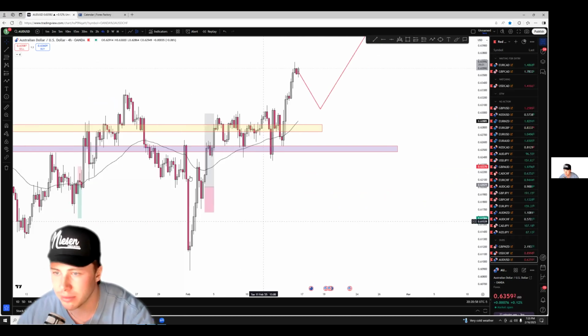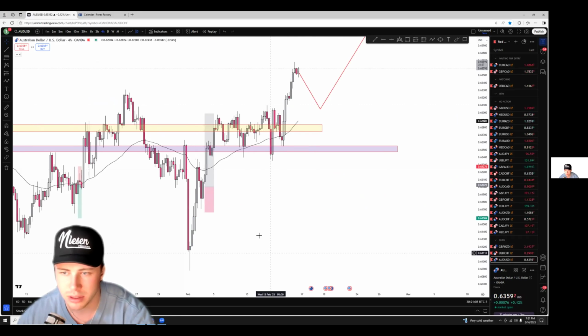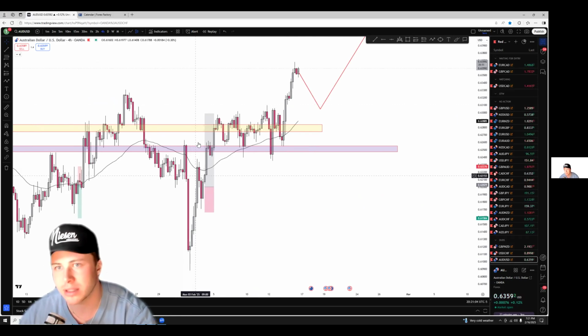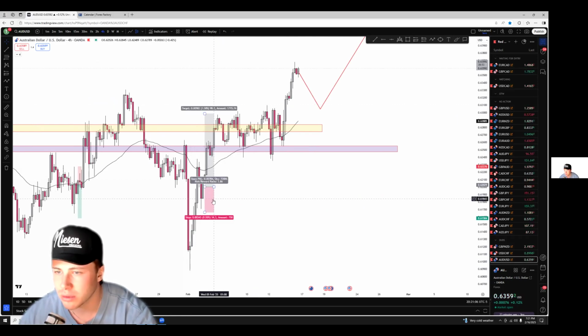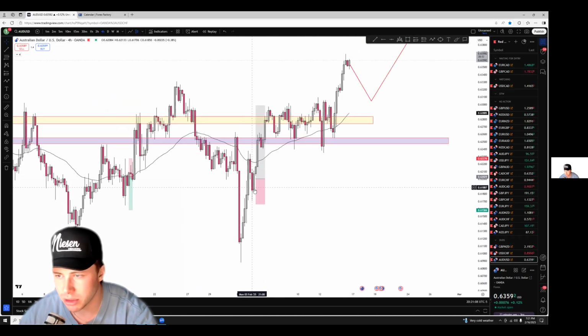Okay. Well, what happened here? 4 hour went bearish. We pulled it. Here's the pullback. We took the trade. This was a news candle, by the way. That's a huge news candle. That's why we took it. So 4 hour went bearish and we took buys.